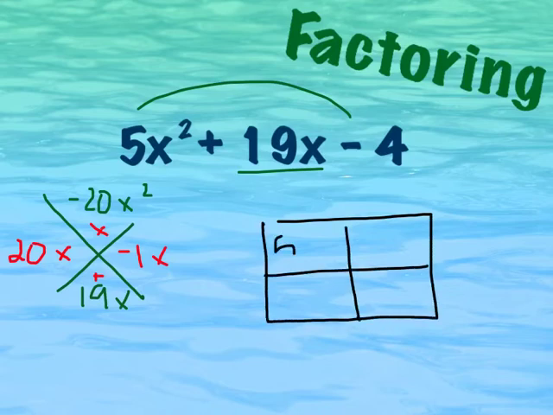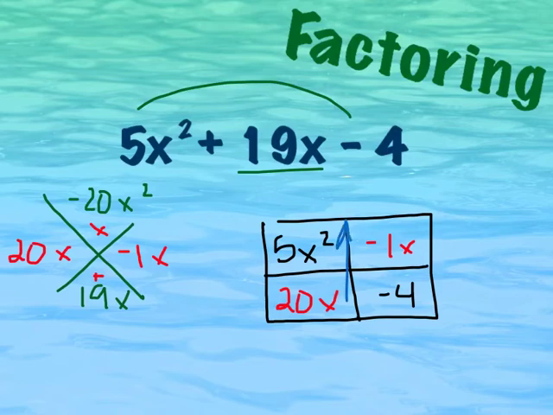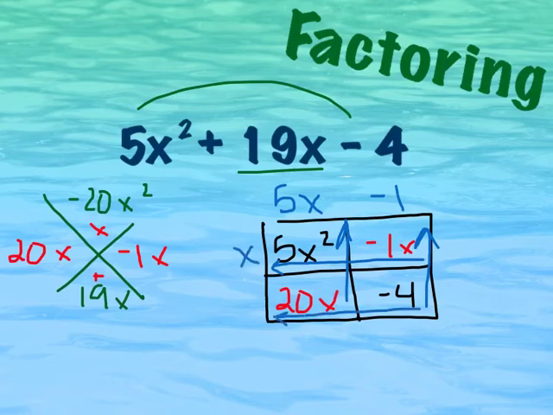Inside the box, the first term of our expression goes in the first box. The last term of our expression goes in the last box. And the two side numbers that we found go into our little diagonal boxes. We then go through and divide out the greatest common factors. Greatest common factor of 5x squared and 20x is 5x. Greatest common factor between negative 1x and negative 4 is a negative 1. Greatest common factor between 5x squared and negative 1x is just x. And the greatest common factor between 20x and negative 4 is 4.